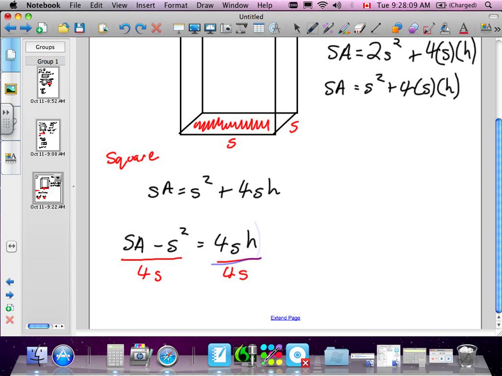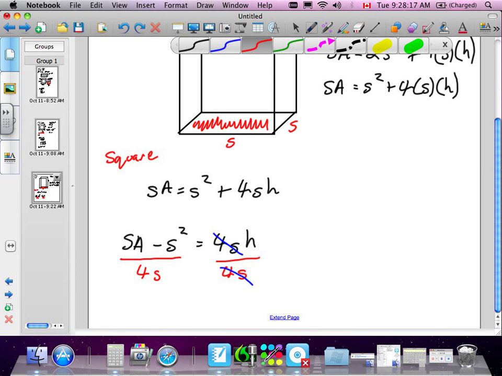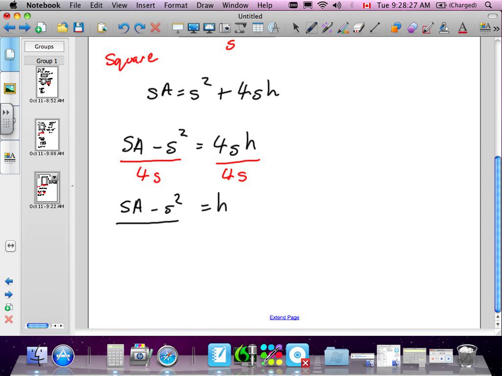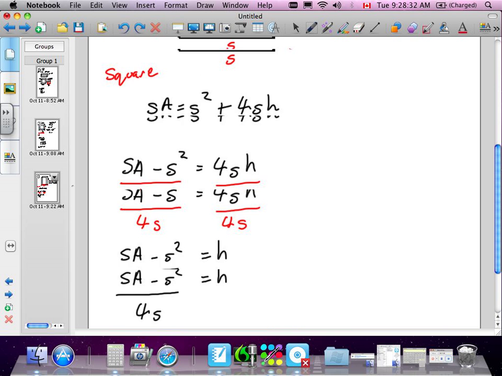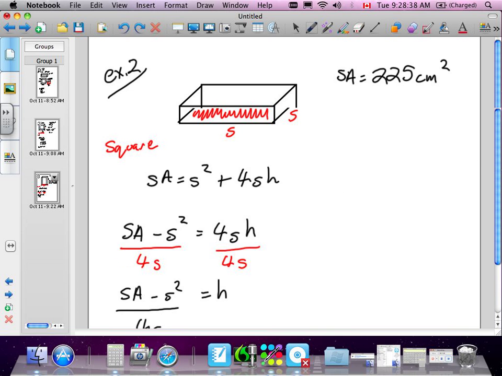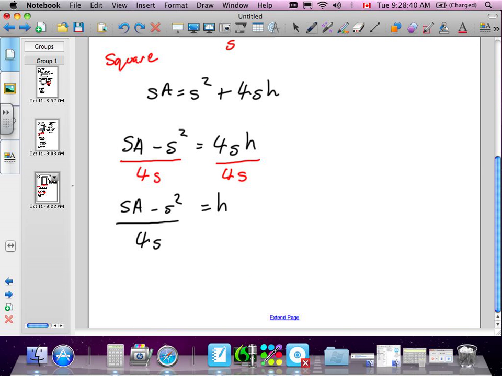When I divide the right side of the equation by 4s, the 4s on top and bottom will cancel out, and we'll be left with just h. And on this side, we'll be left with the surface area subtracted by s squared divided by 4s is equal to h. Now, there is one piece of information I can add to this. They have told me that the surface area is 225.